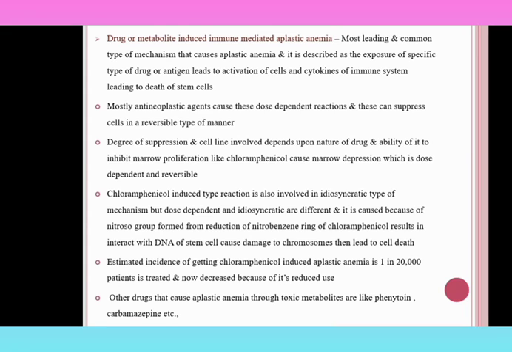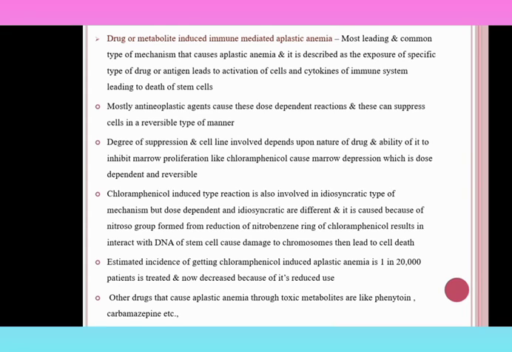So this is some of the chemistry: the nitroso group is formed by the reduction of the nitrobenzene ring of chloramphenicol. So from chloramphenicol, the nitrobenzene ring is reduced, and from that the nitroso group is formed. It is because of this nitroso group that chloramphenicol will interact with the DNA of the stem cell and cause damage. Because of this DNA damage in the stem cell, damage to the chromosome will occur. The damage to the chromosome will lead to cell death.